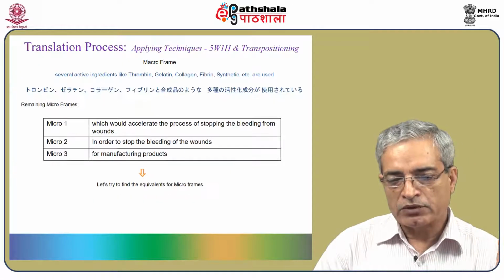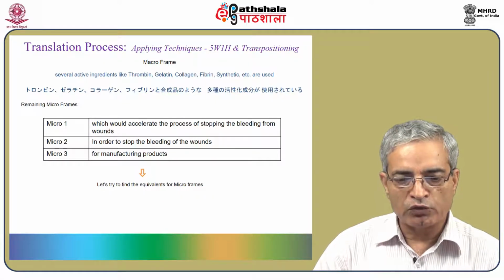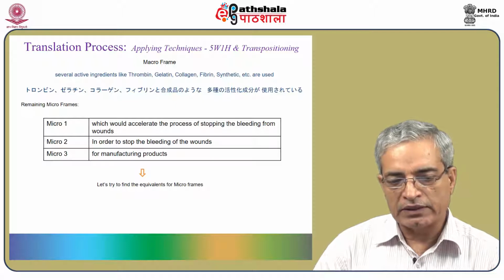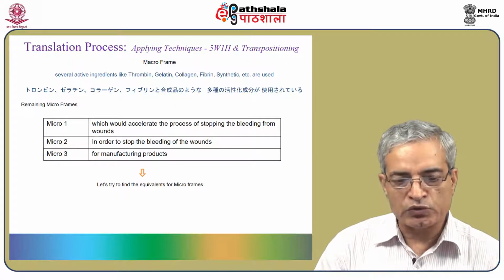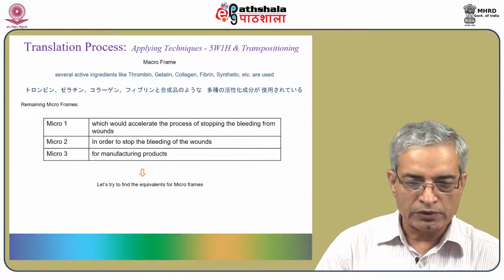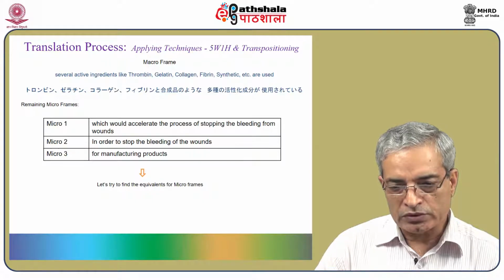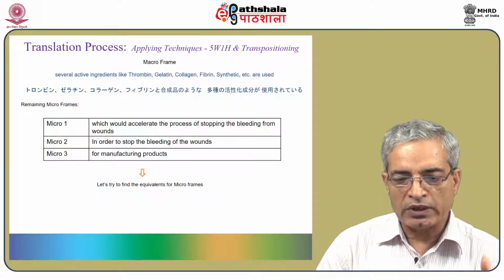By applying these techniques, we could get the macro frame, that was several active ingredients like A, B, C, D, etc. are used, was in English, and in Japanese also thrombin and then gelatin and then all those no yona and then tashu no kase ka seibun ga shio sareteru.